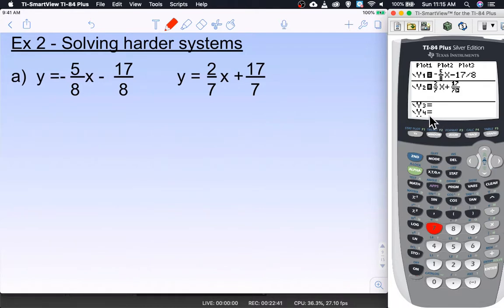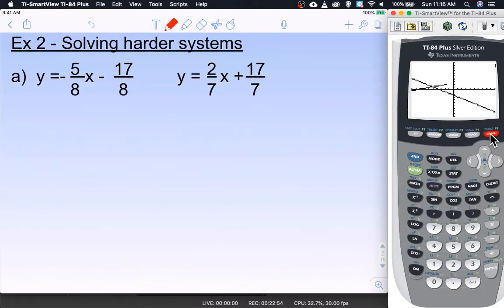Double checking my equations: negative 5/8 x minus 17/8, and 2/7 x plus 17/7. All right, if I hit graph, there's the one with a positive slope, and there's the other with a negative slope. They intersect right about there.